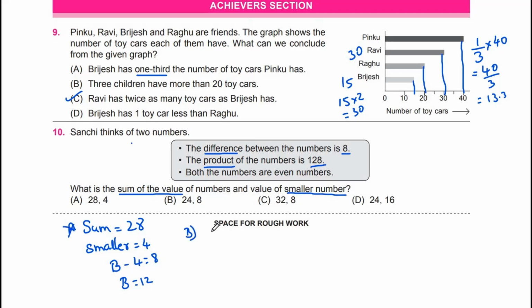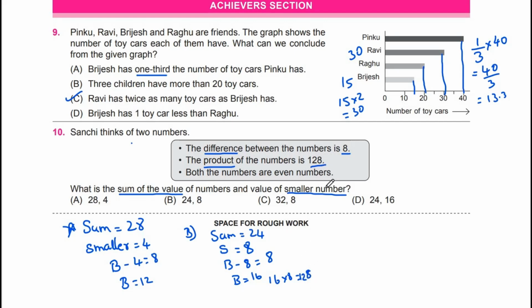Now let's see the B part. What is given to us? Here the sum is 24 and the smaller number is 8. In the same way, let's find the bigger number: bigger number minus 8 should be 8. So what is the bigger number? Which number minus 8 will give us 8? That is 16. So we have got the bigger number as 16. So 16 times 8. What is 16 times 8? 8 times 6 is 48, 8 times 1 is 8, and that gives 128. We have got the answer here.